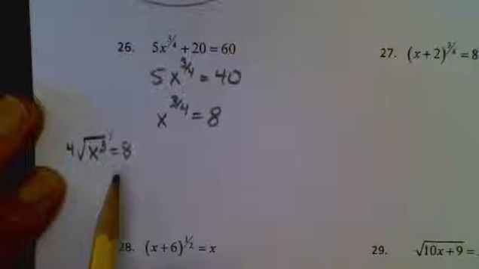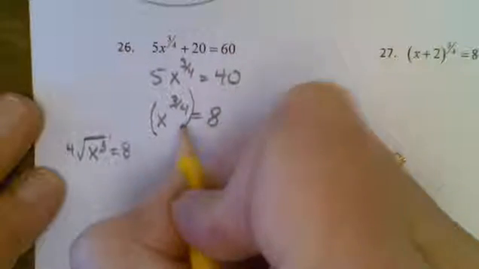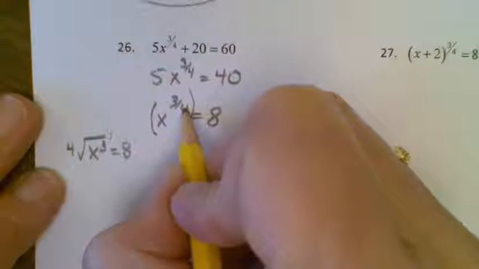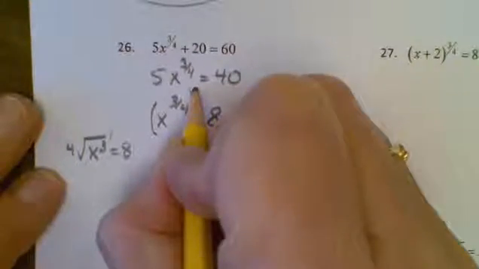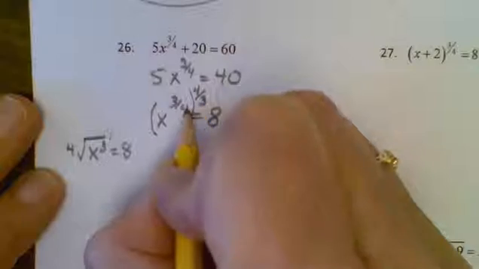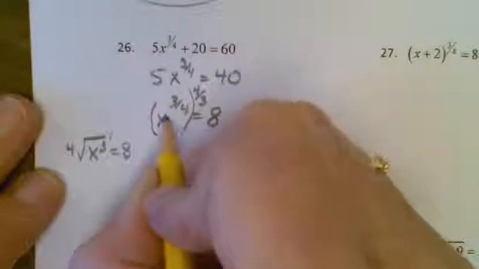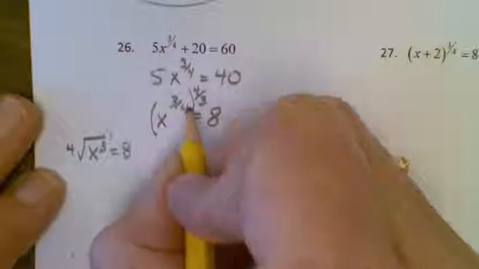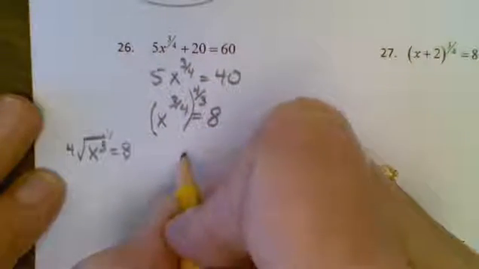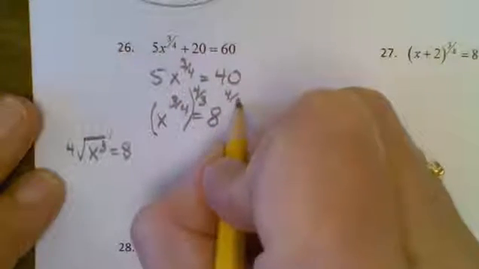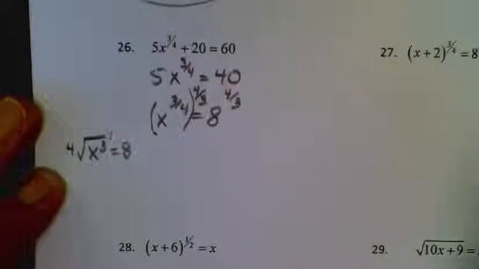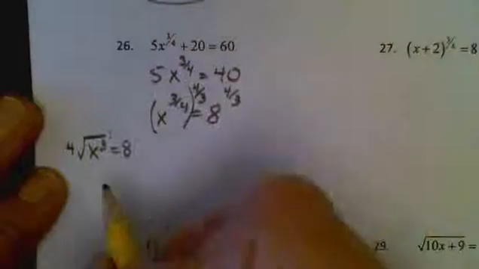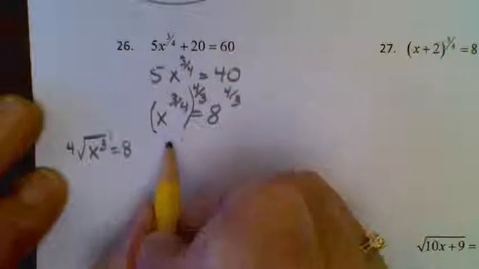Okay, so you can do that, or you can look at this and say, what power do I need to raise this to get x to an integer power, or to the first power? I would need to multiply by the reciprocal 4/3. So if I take x to the 3/4 and raise it to the 4/3, I'm going to get x to the first when I multiply those two together because they're reciprocals. So whatever I do to one side, I have to do to the other. So now I get x here.